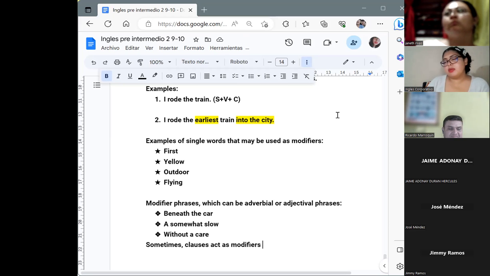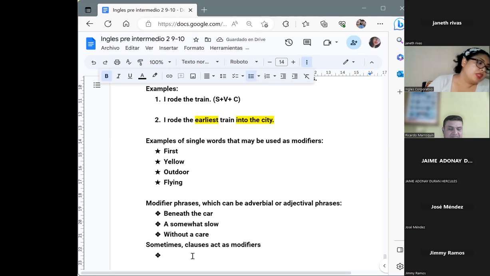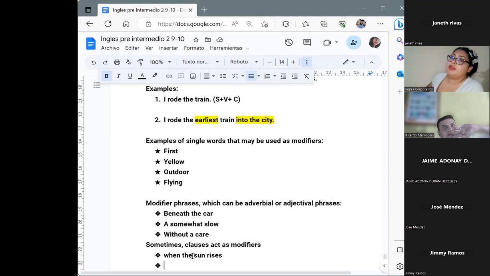Igual que los anteriores, esto también puede ser de tipo adverbial o hablando, ¿verdad?, del uso de los adjetivos. Vamos a ver algunos ejemplos de estas adverbial clauses. So, we have the phrase when the sun rises. Así como tal es el ejemplo del modificador, when the sun rises. Por ejemplo, podemos decir, I woke up when the sun rises. Me levanté cuando salió el sol.